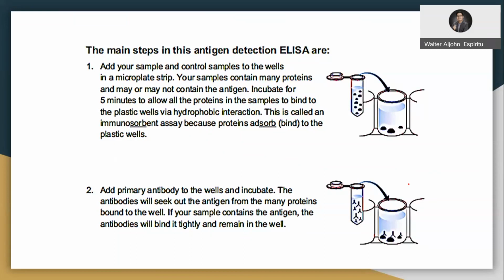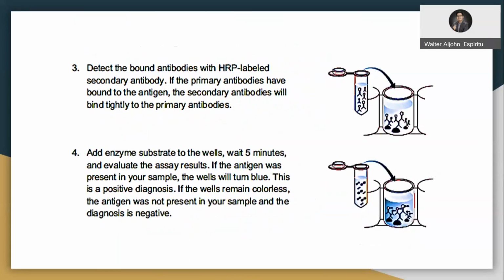The antibodies will seek out the antigen from the many proteins that are bound to the well. So it will look like an indirect ELISA for us. If your sample contains the antigen, the antibodies will bind to it and remain in the well. Next, you will wash it to remove excess antibodies.